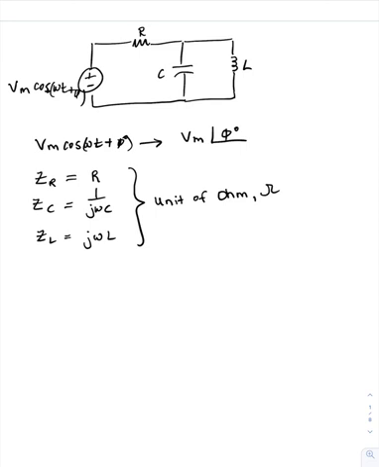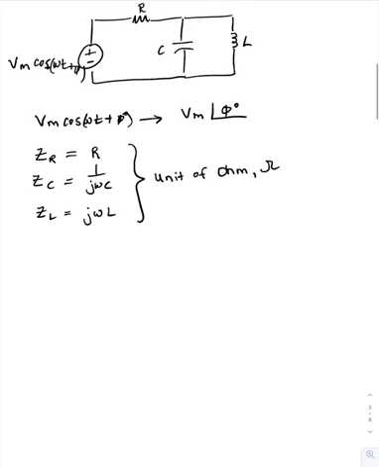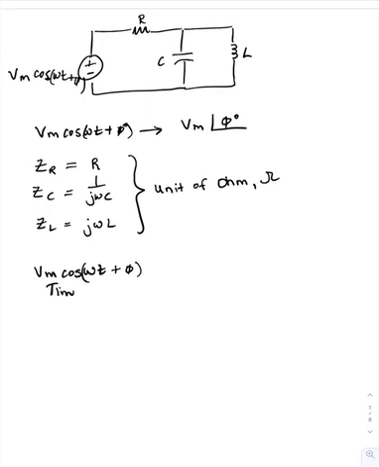But first, let's take a look at phasors and what they are. Our sinusoidal input is in time domain, and when it's converted to a phasor, it is in frequency domain. And it can be written in polar form or rectangular form.